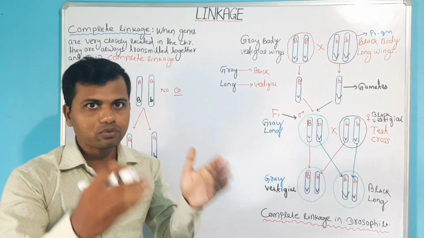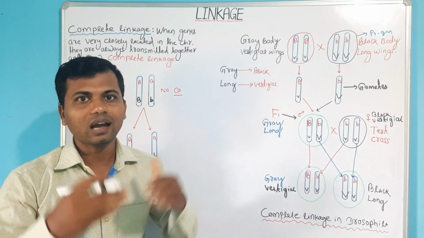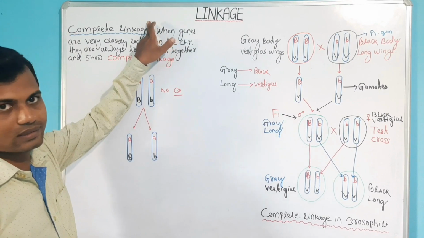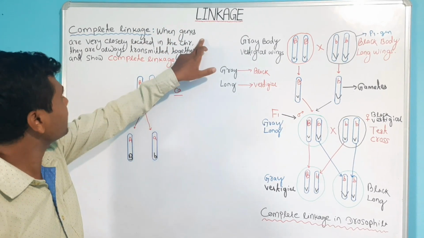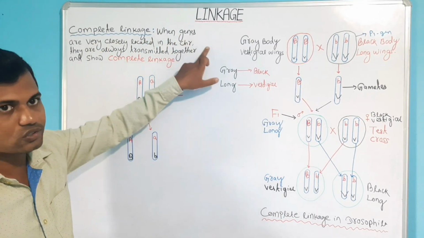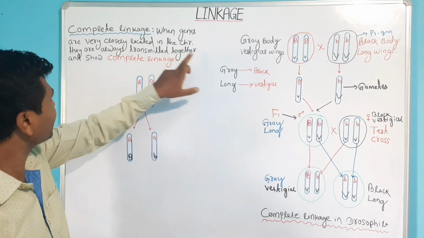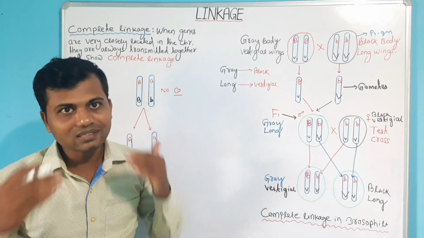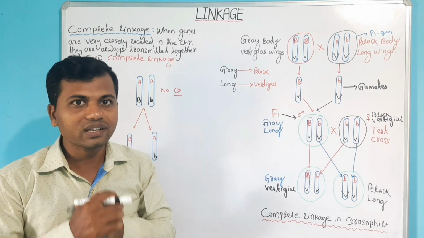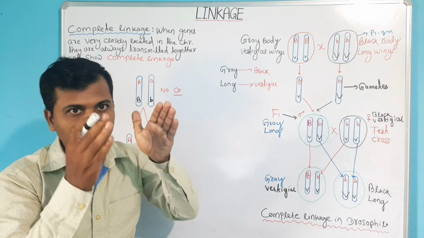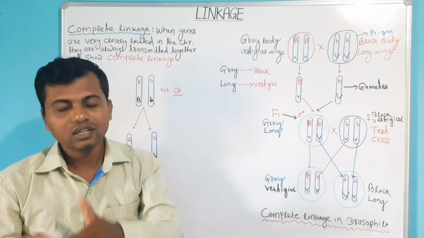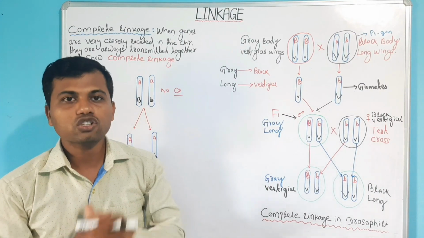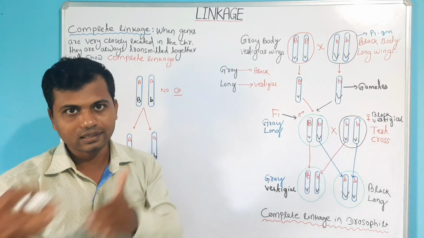There are two types of linkage: complete linkage and incomplete linkage. Now we'll start with complete linkage. When the genes are very closely located in the chromosome, they are always transmitted together and show complete linkage. So this definition implies that when the genes are present very closely in a chromosome, they always tend to go together, they always transfer together from one generation to the next generation, so they show complete linkage.